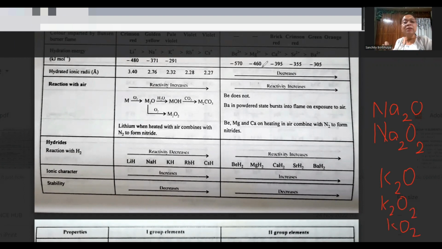Lithium, there is a problem with lithium also. It not only combines with the oxygen of the air, it also combines with the nitrogen of the air to form the respective nitride. So this has been written down for you. Now, for group 2, reactivity increases from beryllium to barium. Beryllium does not react with air. Barium in powder state bursts into a flame on exposure to air. Beryllium, magnesium, and calcium, on heating in air, combine with the nitrogen of the air also, so you get a mixture of the oxides and the nitrides: magnesium oxide and nitride, calcium oxide and nitride.